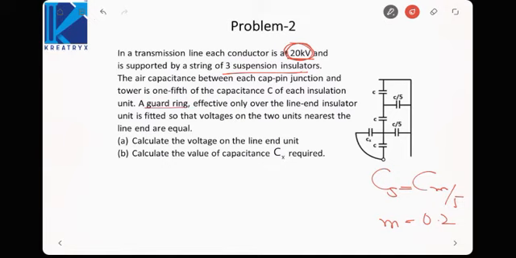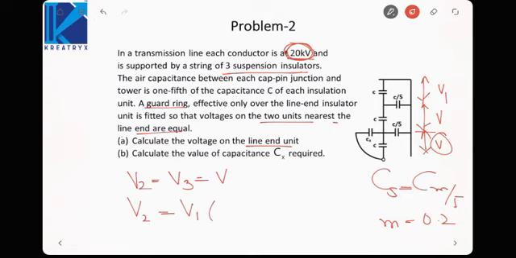A guard ring effective only over the line and insulator is fitted so that voltage on the two units nearest to the line end are equal. So this voltage is V, this is also V, and let us call this as V1. So here V2 is equal to V3 is equal to V. We need to find the voltage on the line end unit, that is this V. We know V2 is equal to V1 into (1 plus M), that is 1.2 V1, and V1 plus V2 plus V3 is V phase.